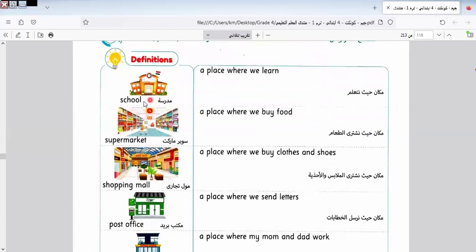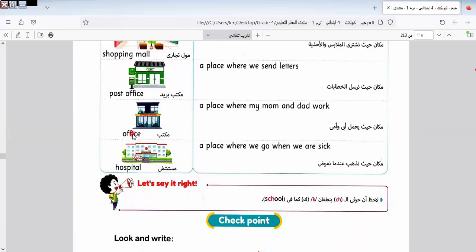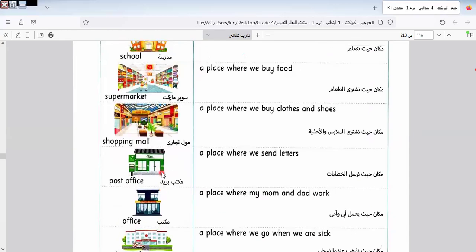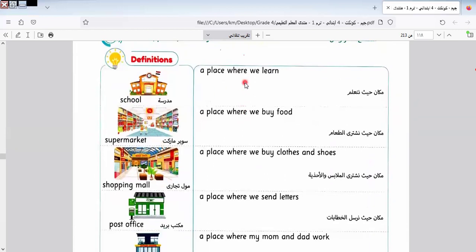Here we have definitions. We have school, supermarket, shopping mall, post office, office, hospital. So we will give definitions for all these places. School. We go to school to what? To learn.